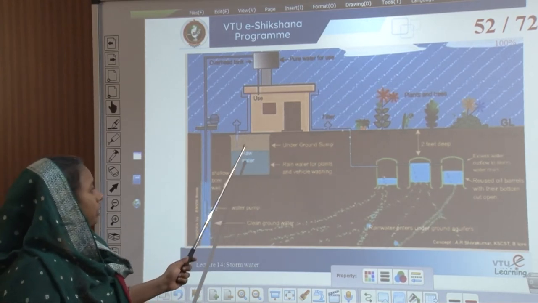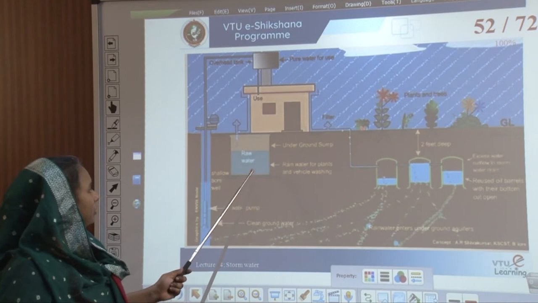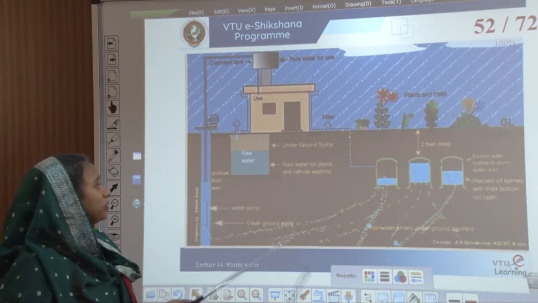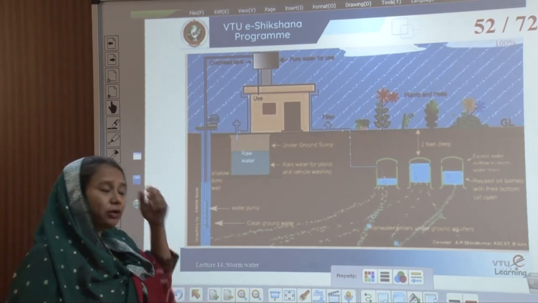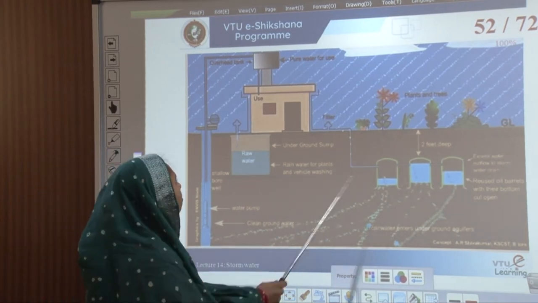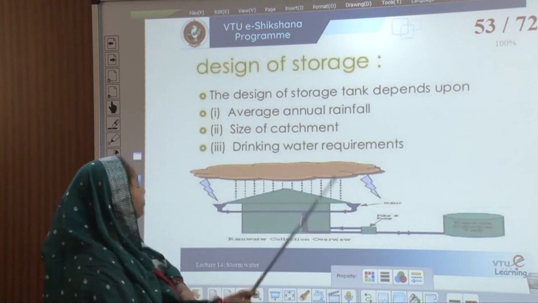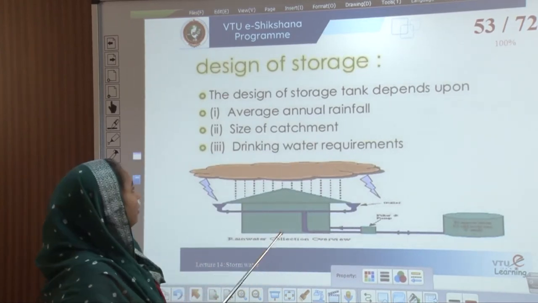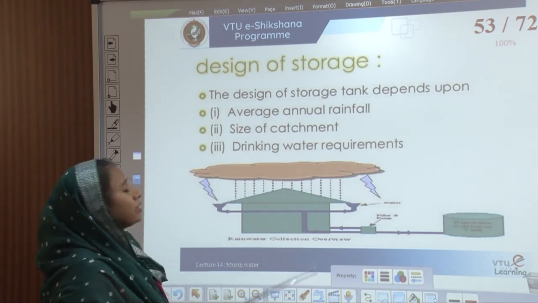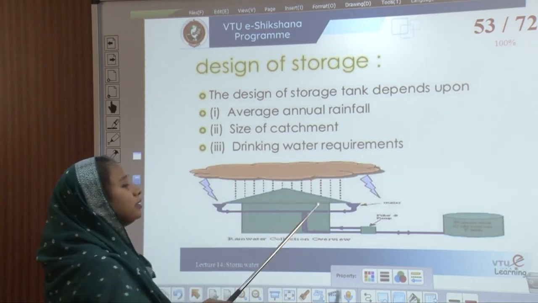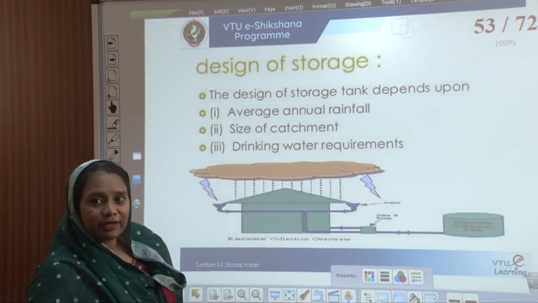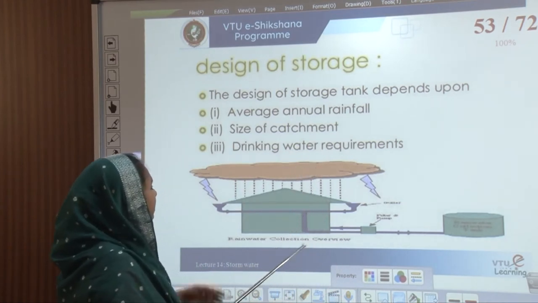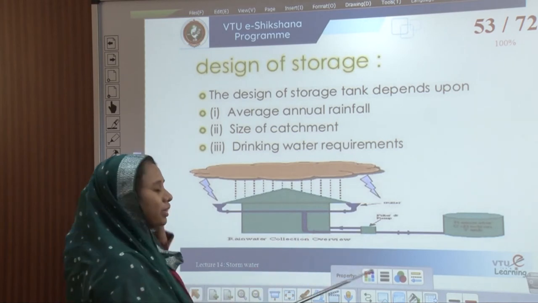There is another underground sump that you would be constructing, which is basically for the raw water storage, and this water could be used either for vehicle washing or even for watering plants and gardens. Design of a storage of any rainwater tank is dependent on the kind of rainfall that your household or your site gets, the size of the catchment and the drinking water requirements of your particular area.